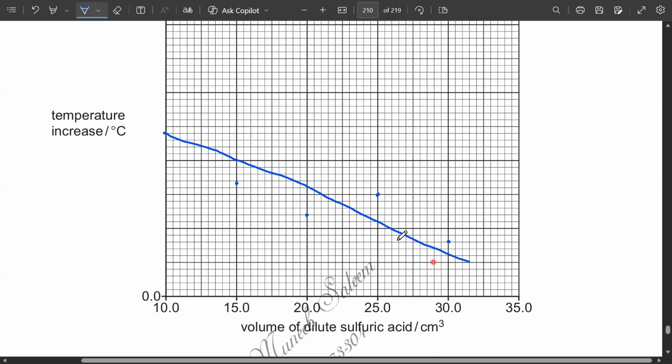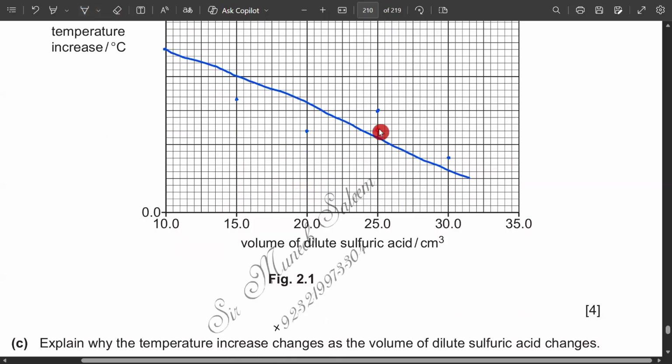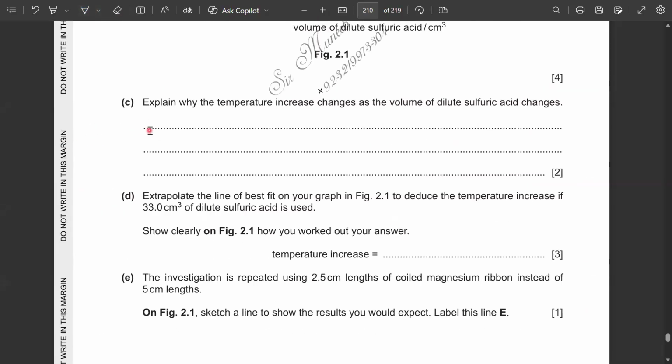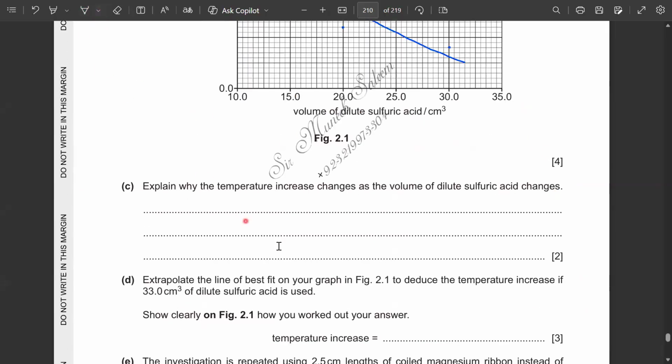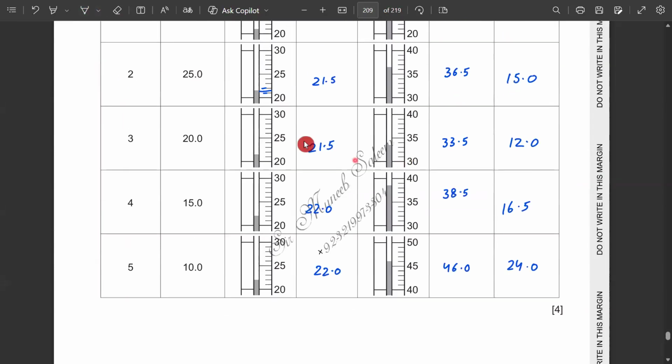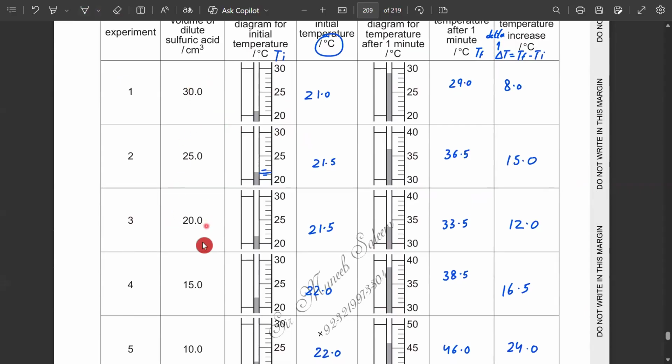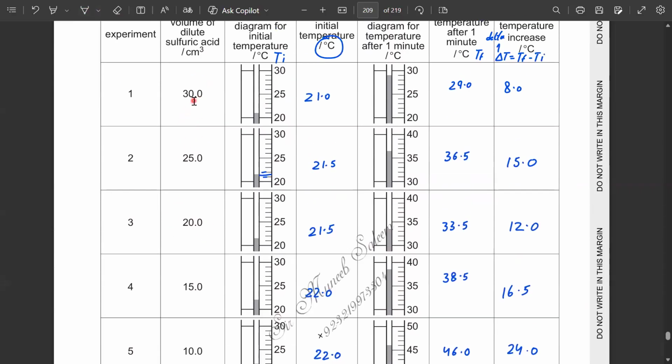Now this is just a rough line. You can use a scale to properly construct the line of best fit. Then we have to explain why the temperature increase changes as the volume of the dilute sulfuric acid changes. You can see over here that as we increase the volume of the acid from 10 to 30 cm³, the temperature increase was decreasing. The temperature increase was less when we increased the volume of the sulfuric acid.